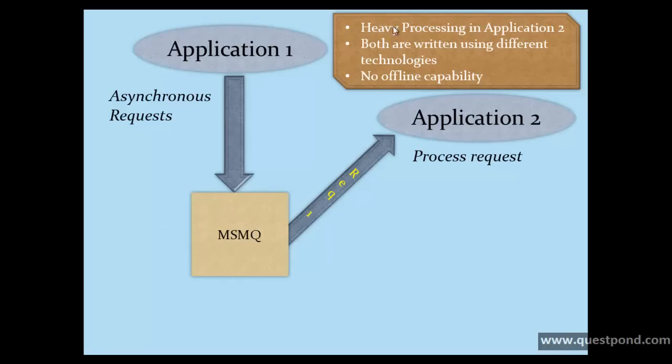Now here in this scenario, application 1 will send request to this MSMQ, or in terms of MSMQ we say application 1 will send messages to it and application 2 will get messages from it. Now the best part here is, as soon as application 2 reads any message from this MSM queue, automatically those messages will get removed from here. It happens automatically. We are not required to write any code for that.